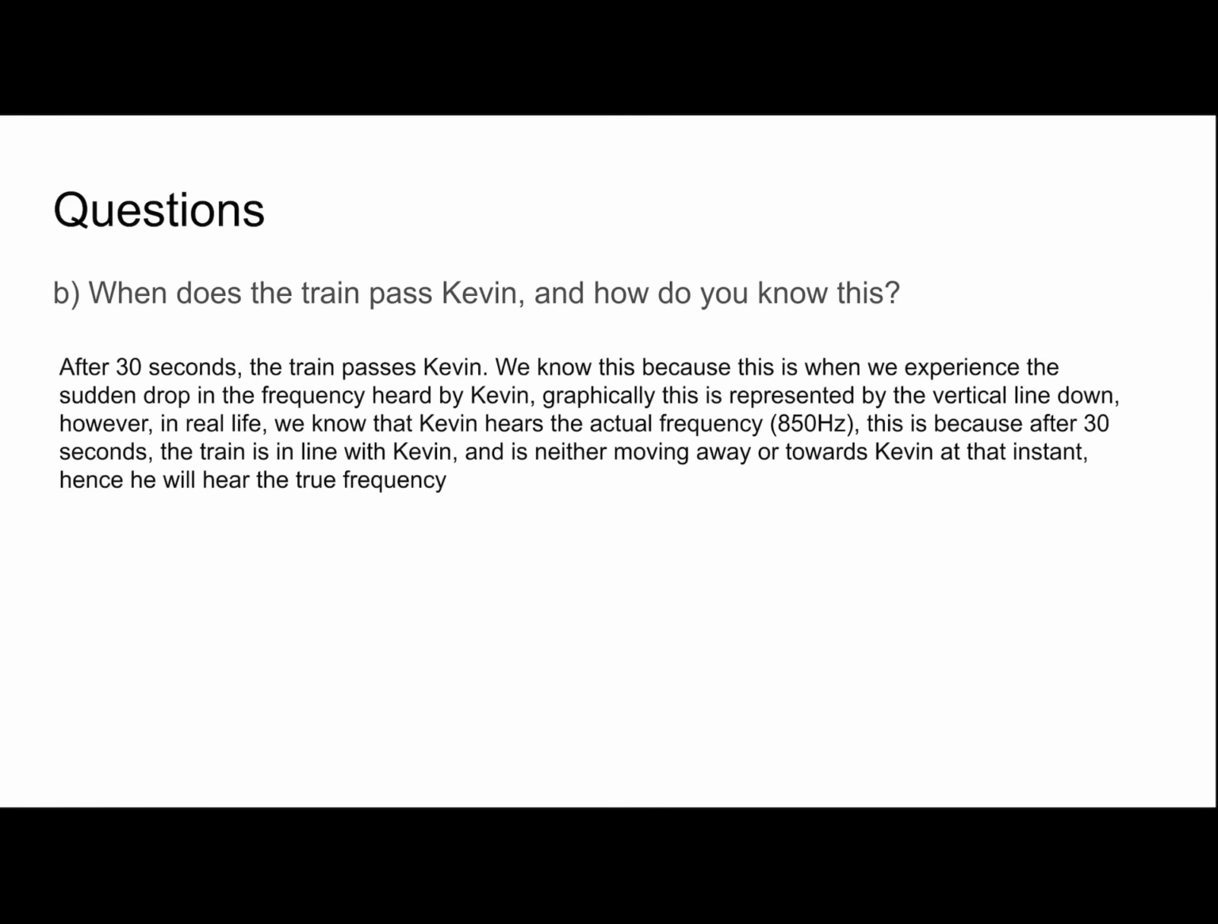Right, so after about 30 seconds, the train passes Kevin. We know this because we experienced a sudden drop in frequency. That's a Doppler drop, and that's heard by Kevin. Graphically, this is represented by the vertical line down. Okay, so how about in real life?